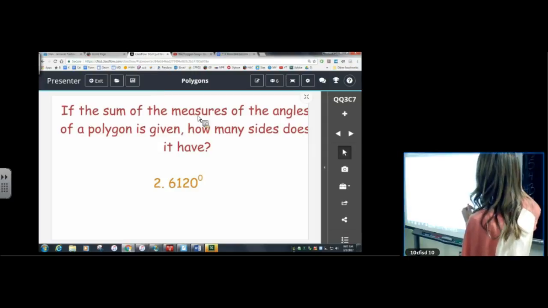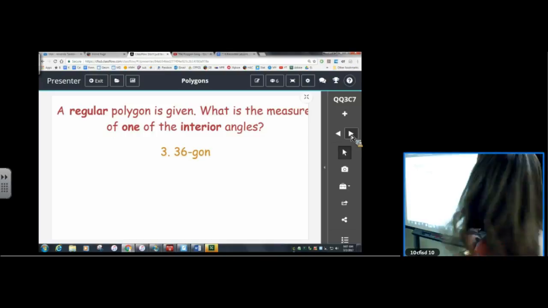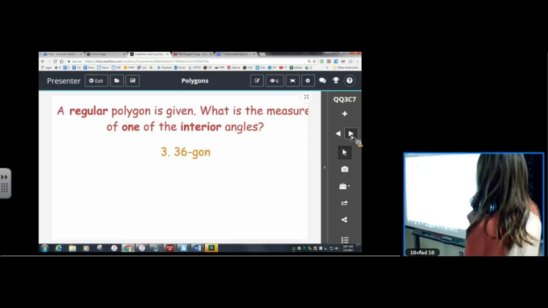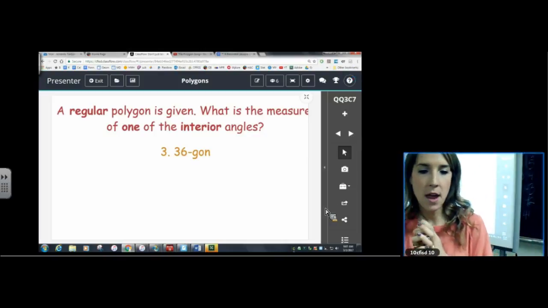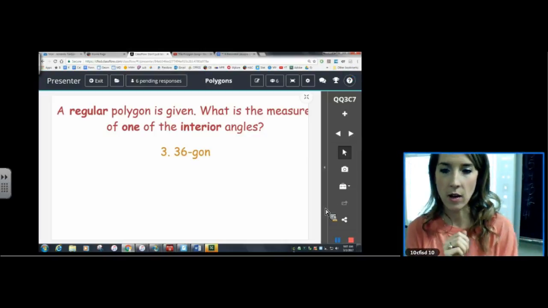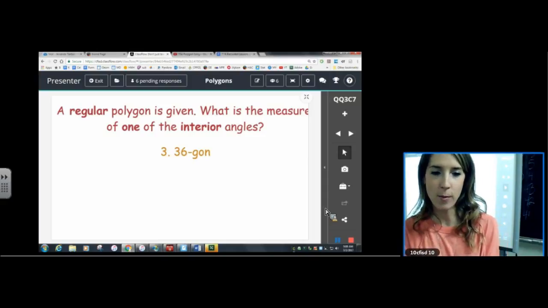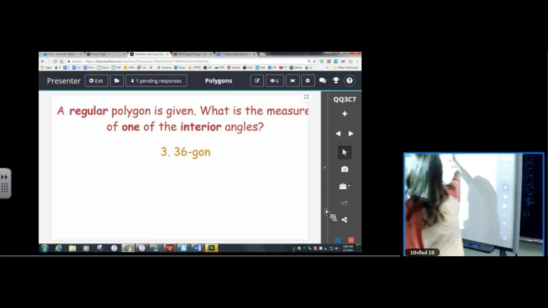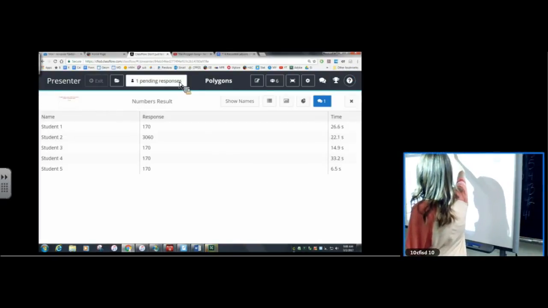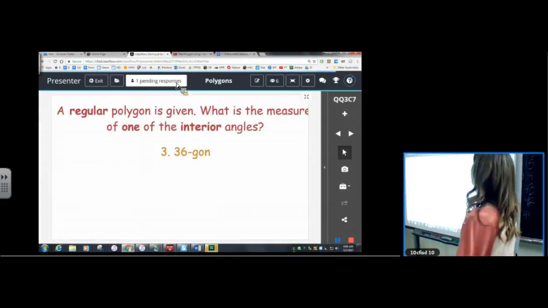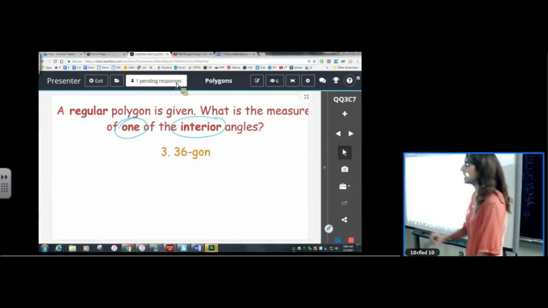Okay, next question. A regular polygon is given. We just talked about that polygon. What is the measure of one of its interior angles? We're just trying these formulas out, trying them on for size, seeing how they work. How do we do? We got a few different answers there. People are changing it now.